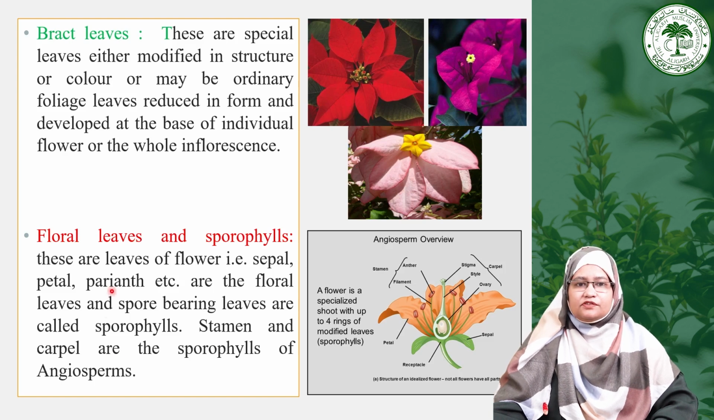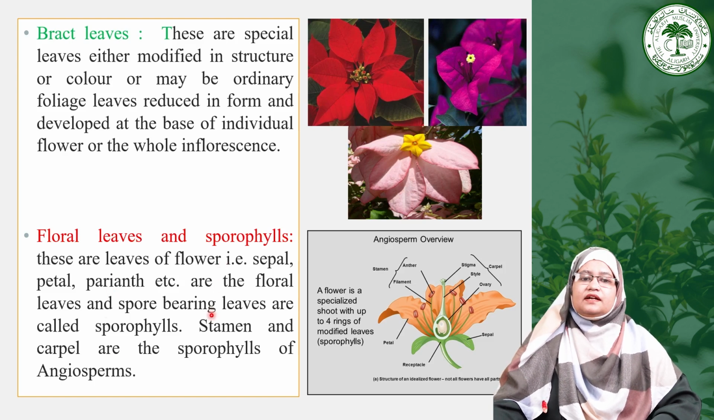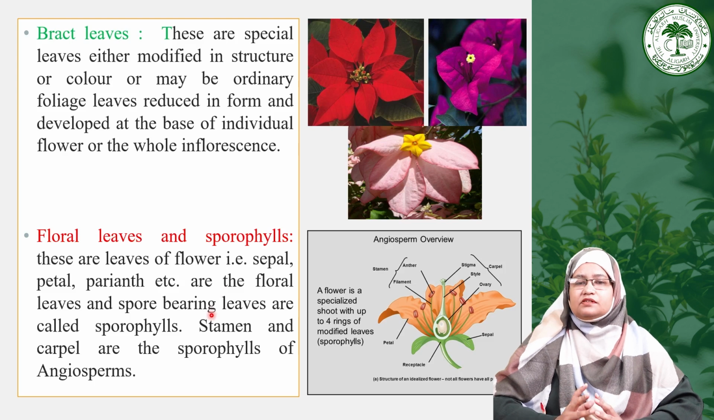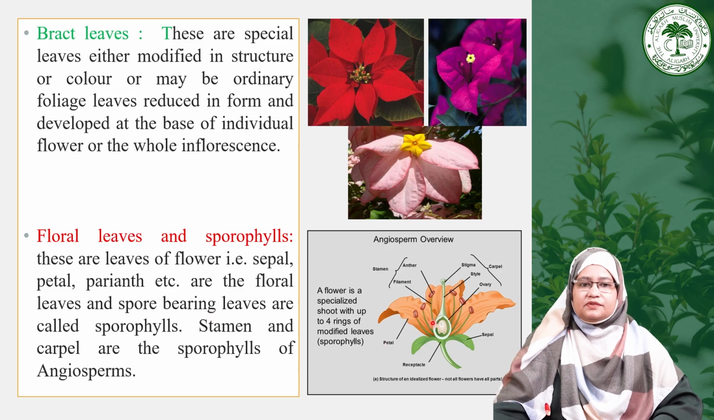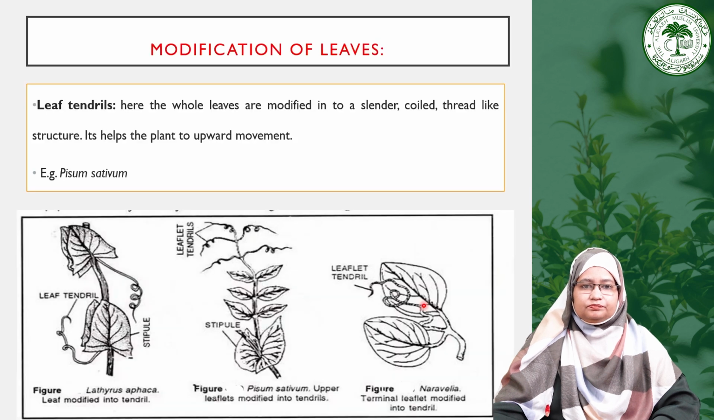Then floral leaves or sporophylls, these are the leaves of the flower, because a flower is a modified shoot that is modified from the leaves. So these leaves are termed floral leaves or sporophylls. You can see the stamens, carpels, corolla, these all are modifications of the leaves. So these are termed sporophylls.